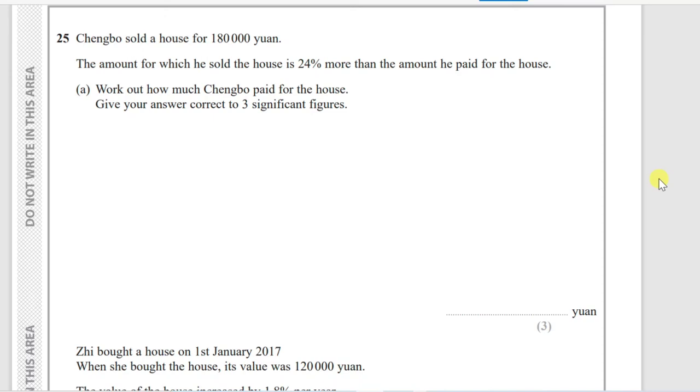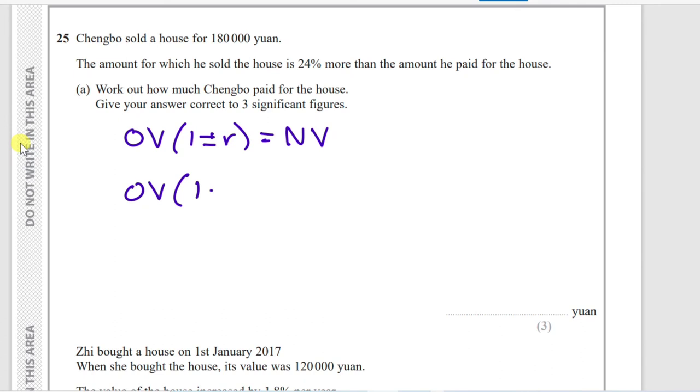Now, I like to use a beautiful formula, guys, yeah? It's called the OVNV formula. You got the original value, 1 plus or minus a rate gives us the new value. That's literally it. So, he sold the house for 180,000, so that was his new value. The amount for which he sold the house is 24% more than the money he paid for, so that's a rate, 24% more. They want the original value. So, all you do is keep the OV, that's what we want to find.